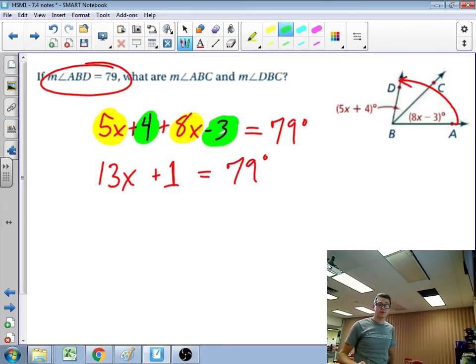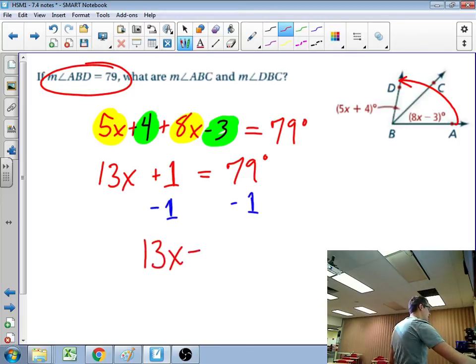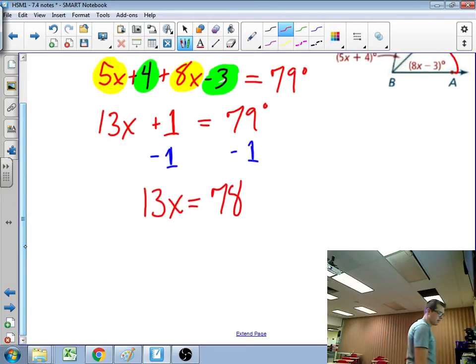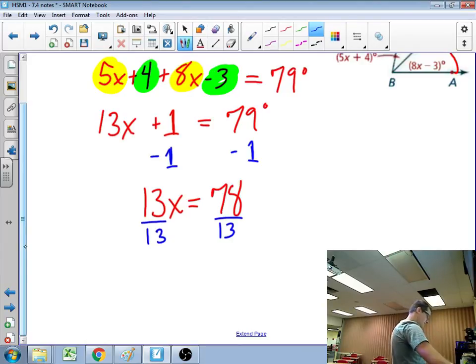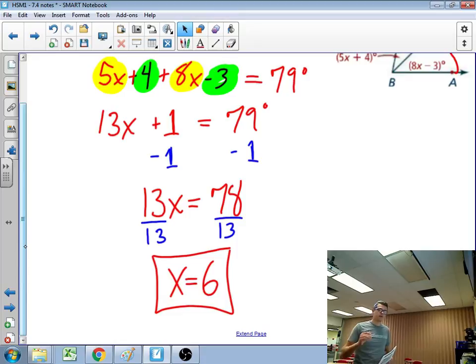Now the trap that I want you to avoid here is thinking that this one is going to add and make a nice perfect 80, but the one does not add. To solve, we have to get rid of that one, so we subtract it. That leads me to 13x is equal to 78. And to solve for x then, of course we do division. 78 divided by 13 is 6. Again, that is not a degree measure. That is our value of our variable that we're then going to plug in to find our degree measure.